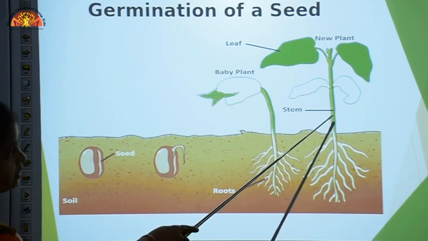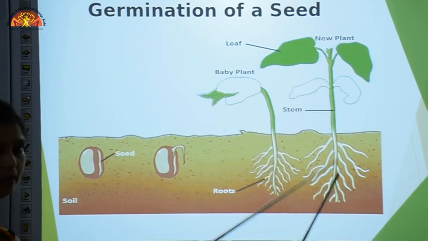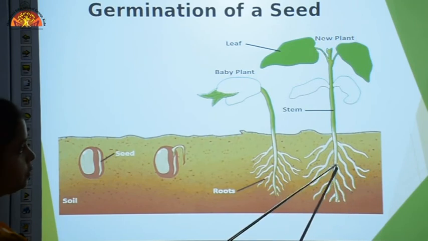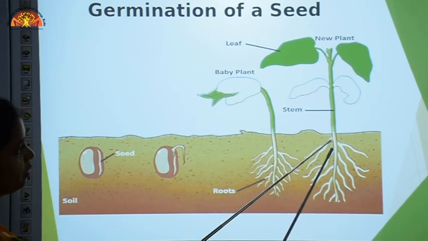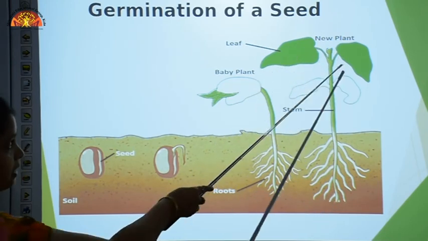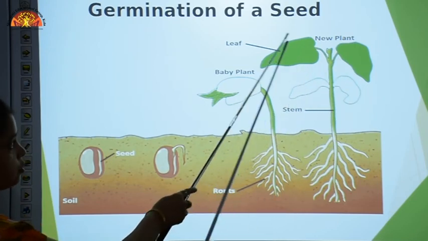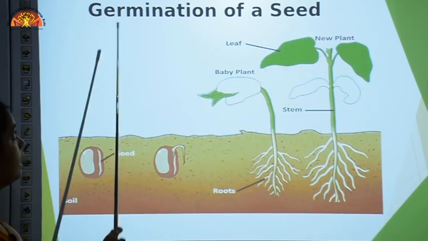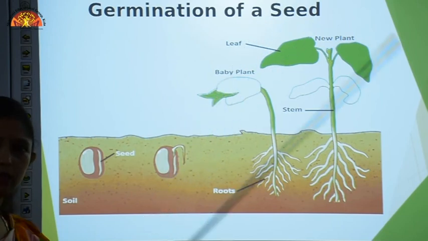Then you can see here, this is a small plantlet. Here you can see that the seed has now converted into a small plantlet with a root here, then a shoot, and small leaves start developing on this new plantlet. So in this way seeds can germinate into a new plant.